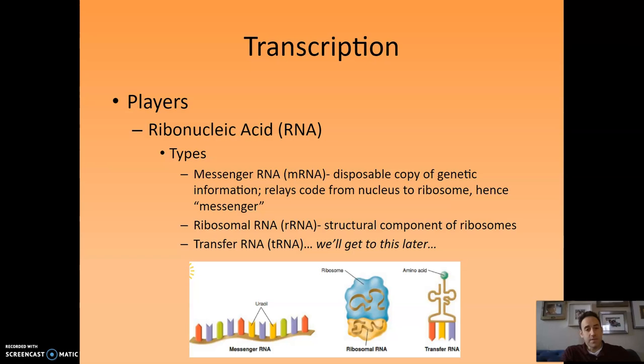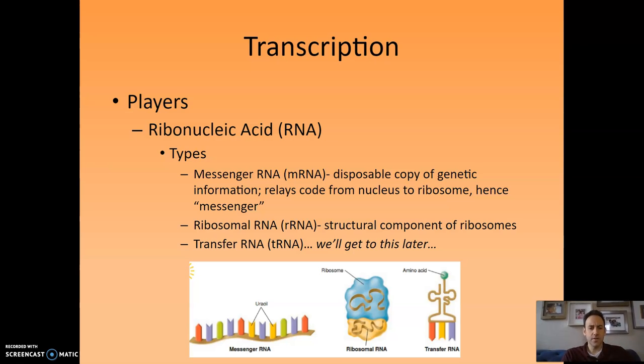Okay, different types. There's actually different types of RNA. So messenger RNA is one that we've kind of alluded to already with my cake/pie analogy. And this is a disposable copy of genetic information. It relays the genetic code information from the nucleus to the ribosome, hence the name messenger.